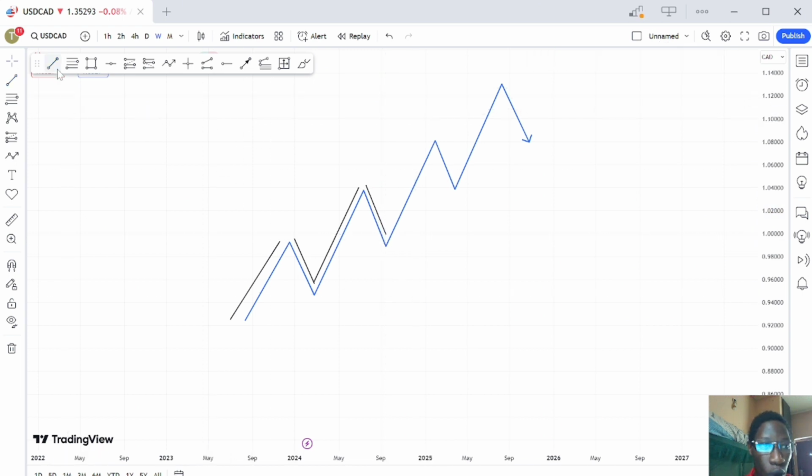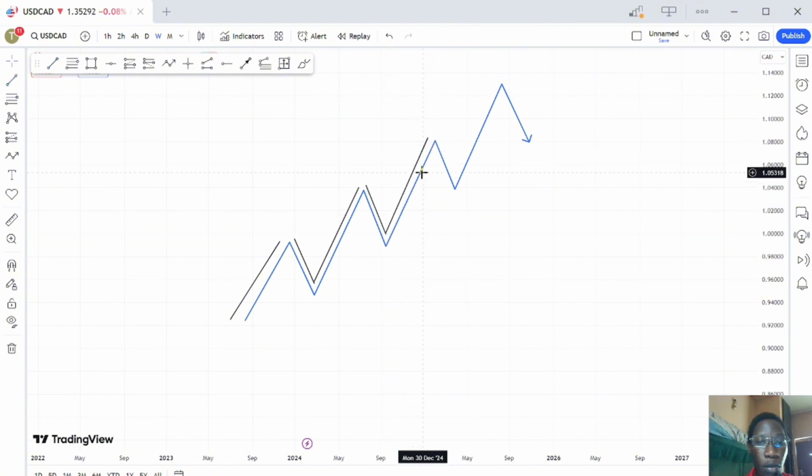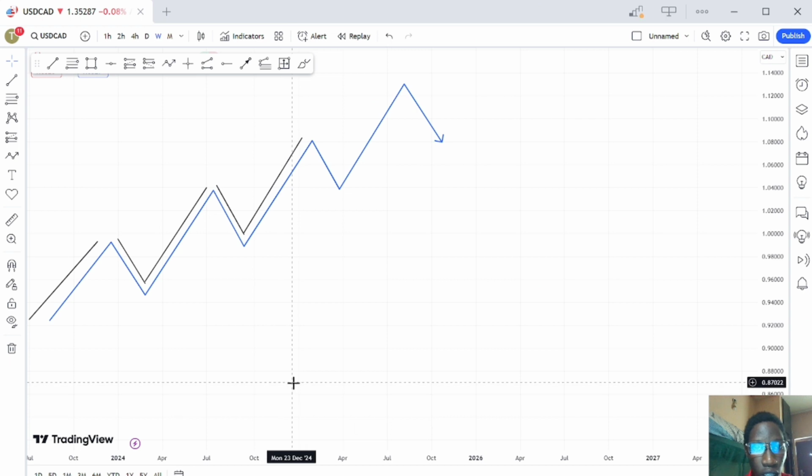While from E to F, it's called the wave E. So it is wave E that does the magic. Let me widen this a little bit.